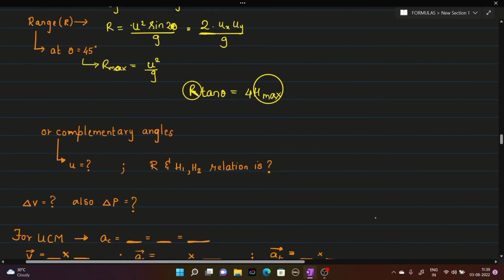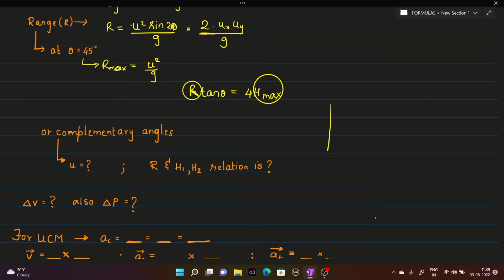After that we'll see if we are throwing two objects at complementary angles. What does it mean? See, we consider two substances. First we consider this ball, we are throwing it in this manner. At the same time we are considering another ball which we are throwing at this angle, not the same angle but the other angle. This is theta 1 and this one is thrown at theta 2. Both are thrown with the same velocity.